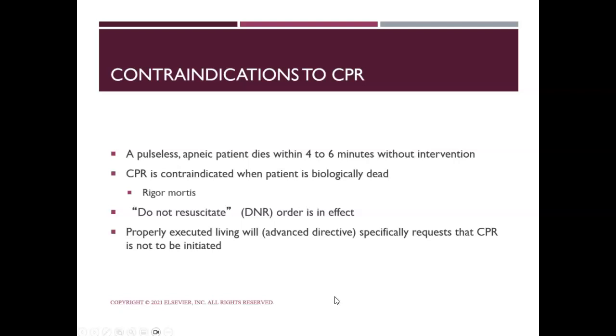Like if a patient comes in and they've been in a horrific accident and they've been decapitated or something like that, you're not doing CPR and trying to reattach their missing body parts. If a patient has severe burns, so if more than 90% of their body is burned, you're not going to bother doing CPR with them because the chance of survival is very minimal at that point.